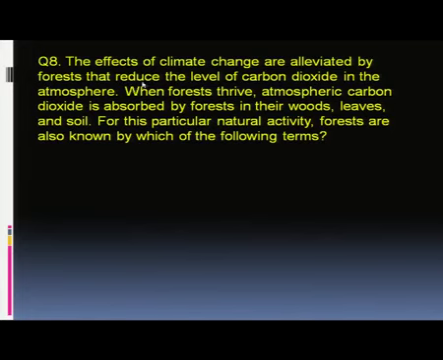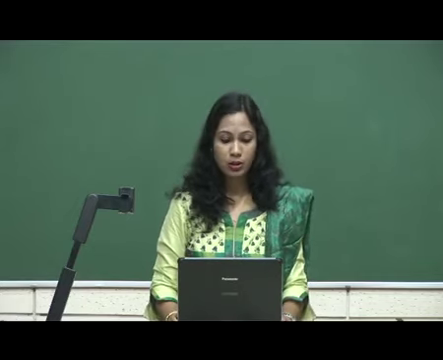Next, the effects of climate change are alleviated by forests that reduce the level of carbon dioxide in the atmosphere. The forest, we know, comprises basically of the trees which undergo the process of photosynthesis, and in this process they consume carbon dioxide to reduce it into carbohydrates as food. So, basically they are using the carbon dioxide and oxygen is released as a byproduct in this process of photosynthesis.